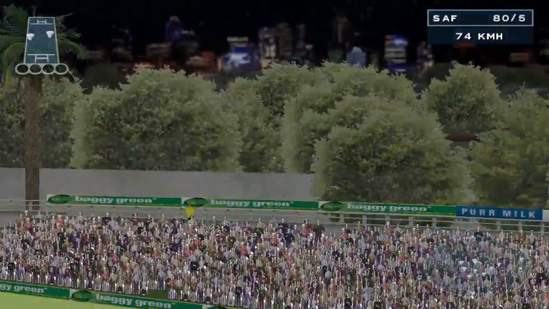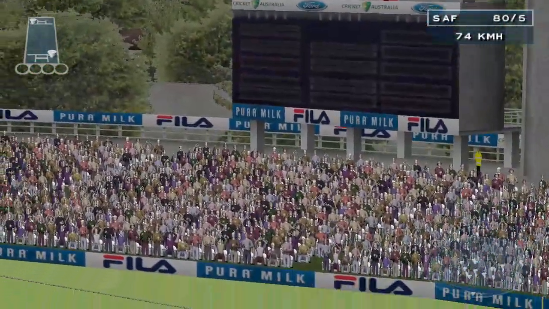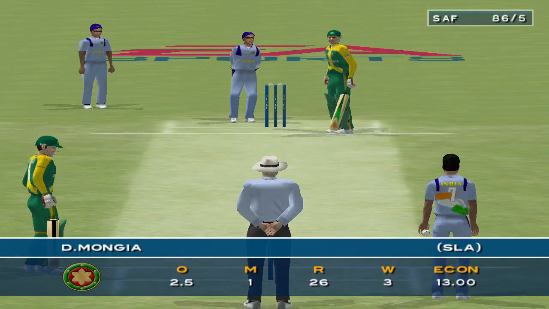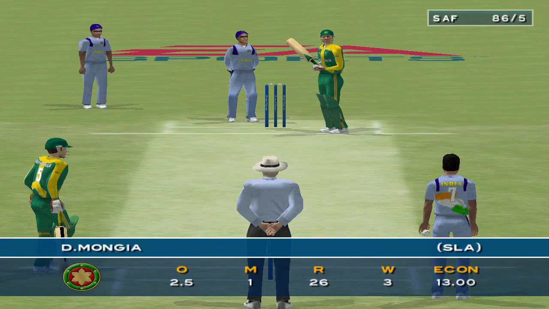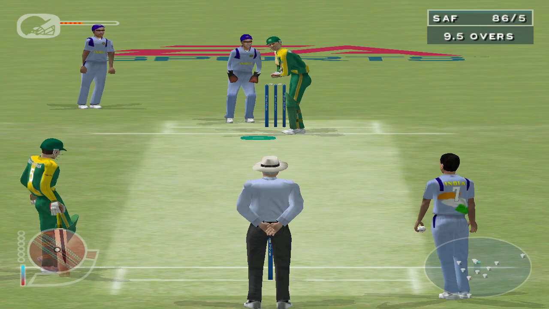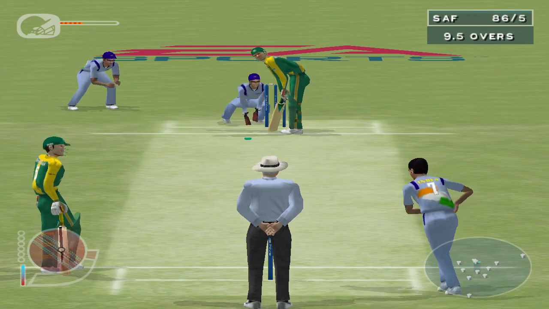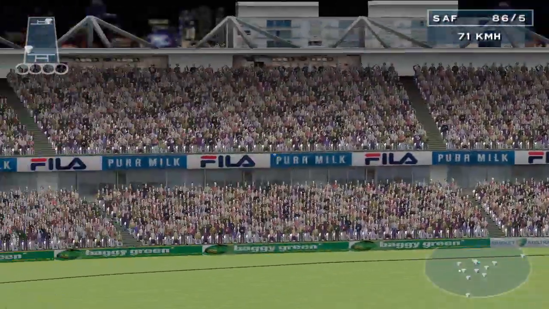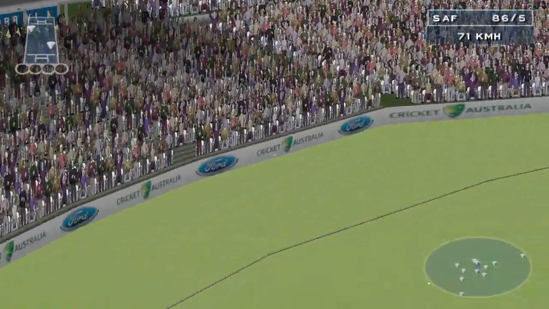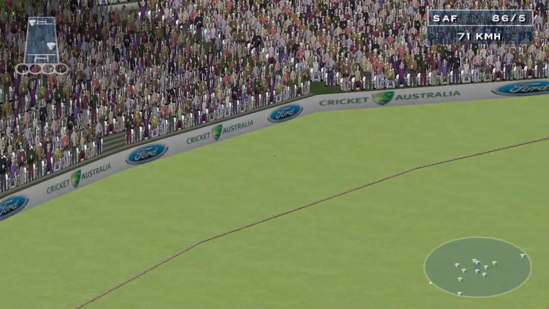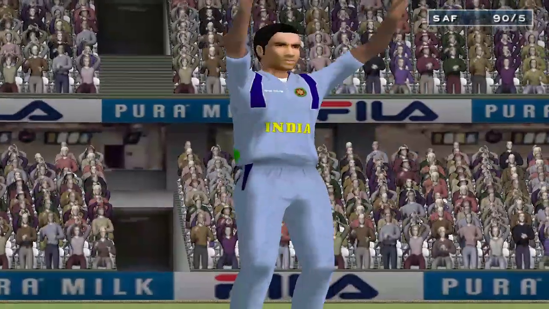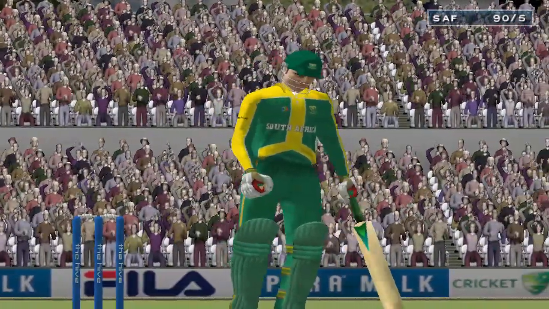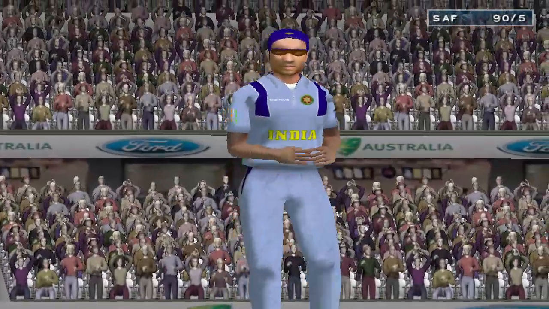That's a huge 6. Pollock absolutely smashed that for 6. That was a super shot. I really didn't think it was too bad a ball. Up and over and 4 runs. Really struck that well. He really loves to drive the ball, especially through the covers. That's it. That's the end of the match. So to sum up then, India win by 88 runs.